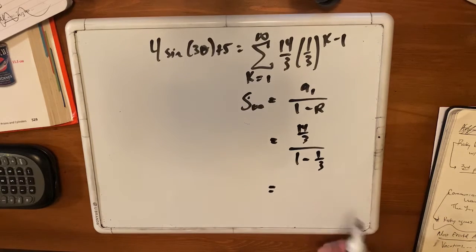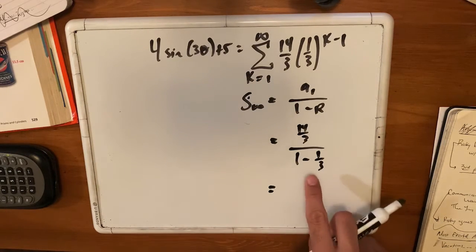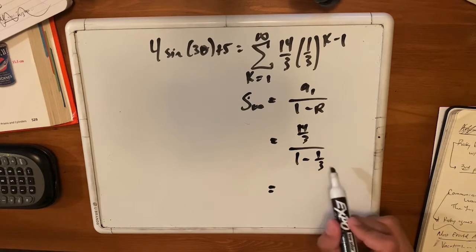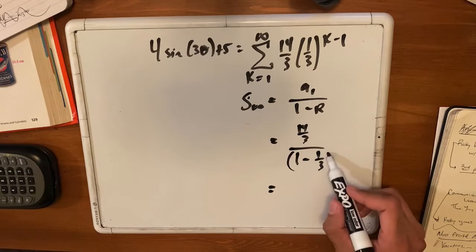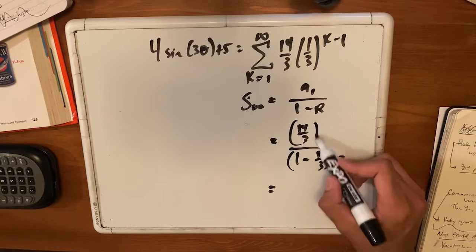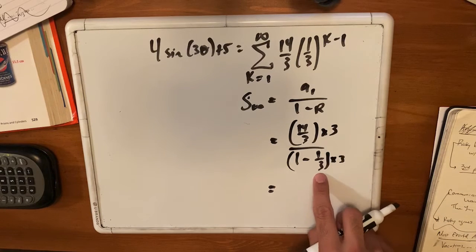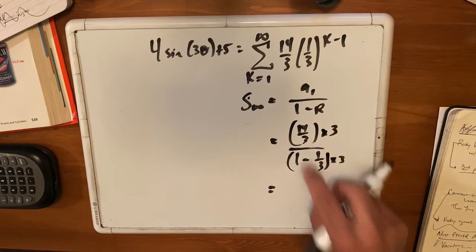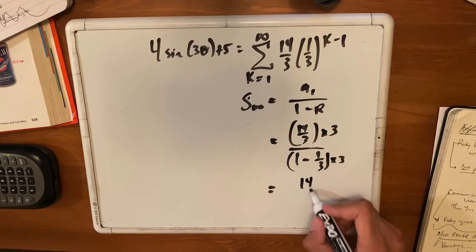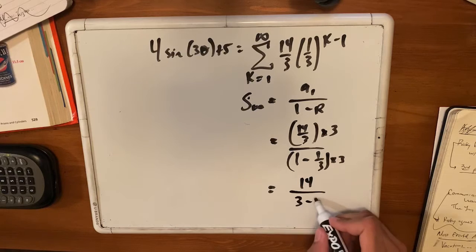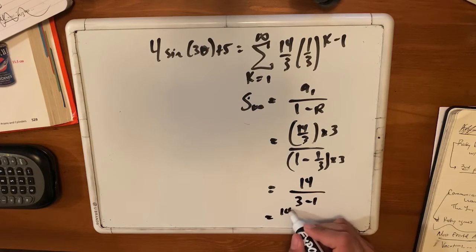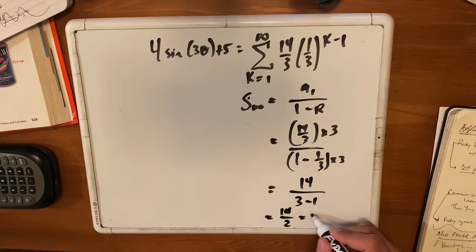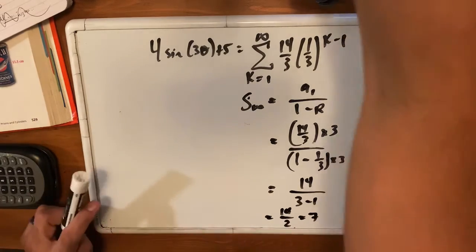There's a couple ways we can do this. We can go ahead and simplify the denominator here, or I can multiply everything by 3, because that's going to eliminate the denominator for that one, and coincidentally it's going to eliminate the denominator for that as well. So then I get 14 over 3 minus 1, which is equal to 14 over 2, which is equal to 7. So now we know that the right side is equal to 7.